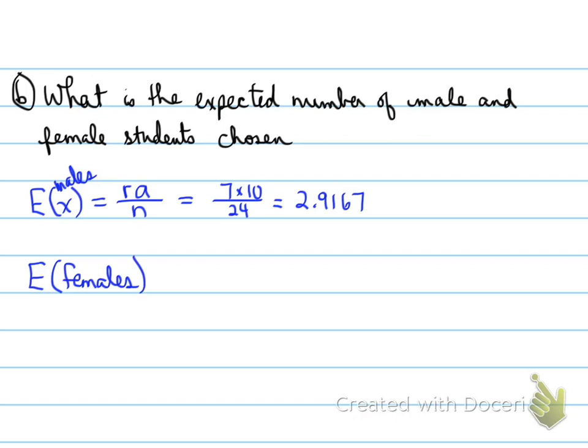The expectation of females of 7 chosen is going to be 7 times how many females? There are 14 females all over 24, which will equal 4.0833. So you have a higher expectation on average, 4.0833 females will be chosen, and 2.9167 males will be chosen on average.